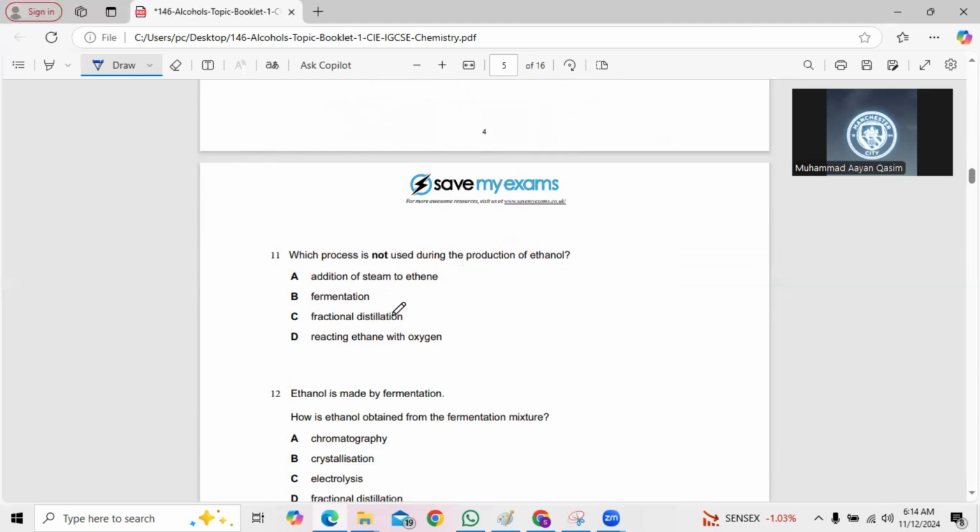No, no, Ayan, in fractional distillation, beta, it will be used. There is a process in which we can separate ethanol from other substances. So for that we use fractional distillation. Always remember Ayan, one more important thing here.